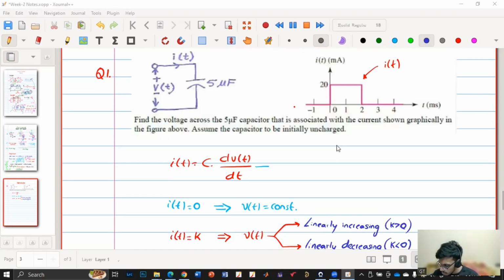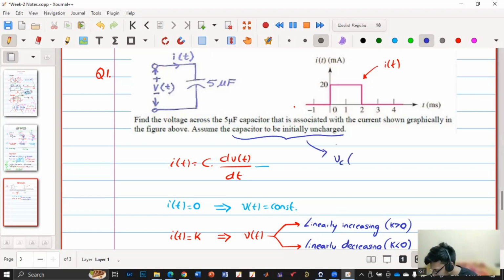One thing we need to keep in mind is they have said the capacitor is initially uncharged. So it means VC of 0 minus is equal to 0. So in the beginning, the capacitor is discharged. So until this moment, the capacitor voltage is 0.